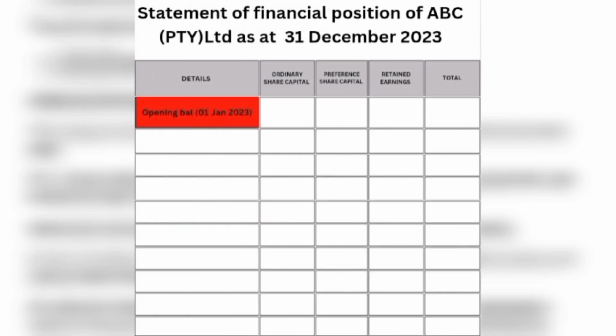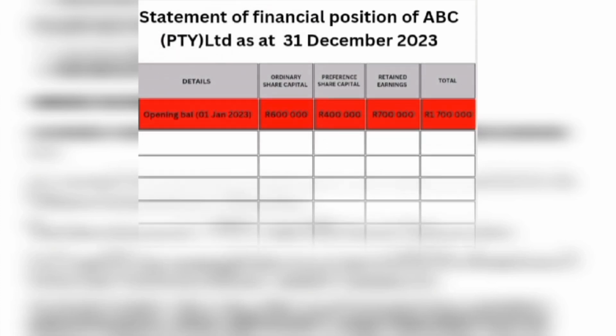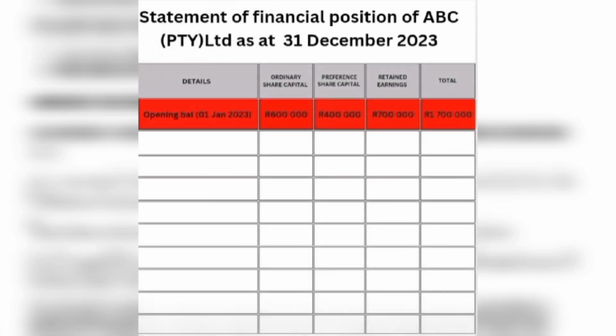Let us go and record our opening balances as they are given on the information. We began the year having ordinary share capital of 600,000. We have preference shares of 400,000 and retained earnings of 700,000. When you add them together, that gives us a total of 1,700,000. You record it down. We then move to the additional information.